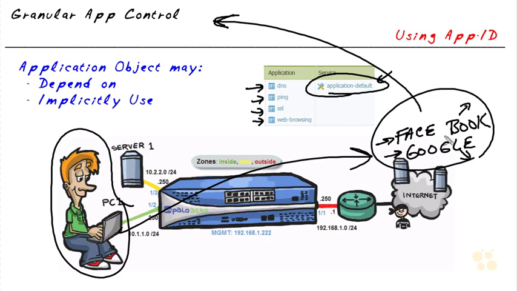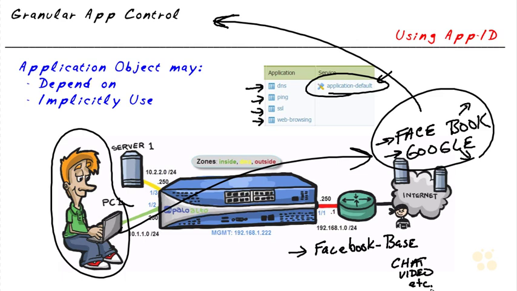For example, with Facebook, there's an application object called Facebook Base. And this application object called Facebook Base is just very much what it sounds like. It's basic access to Facebook. However, Facebook Base by itself doesn't allow a whole bunch of additional features inside of Facebook, such as chat and video, and the list goes on.